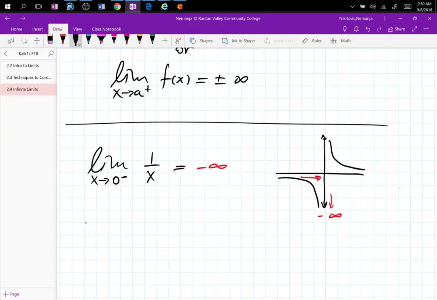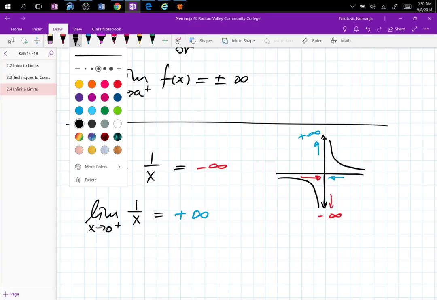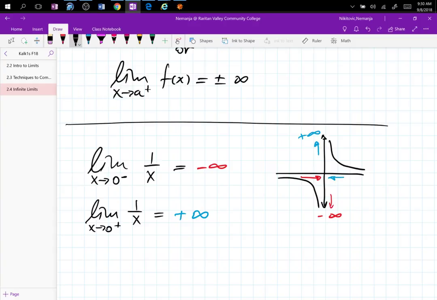On the other end, we have the limit as x approaches 0 plus, which is approaching from the right, which goes to positive infinity. And by the theorem we covered last class, these two are not the same, therefore the overall limit in this case does not exist.